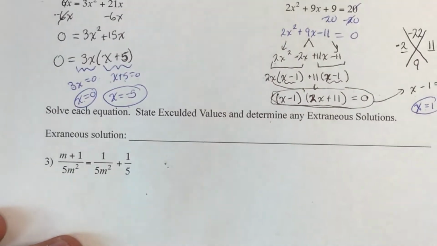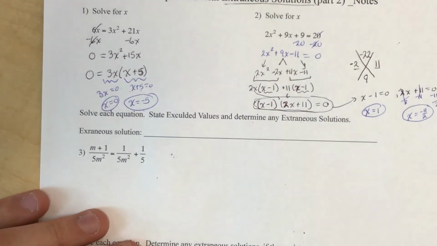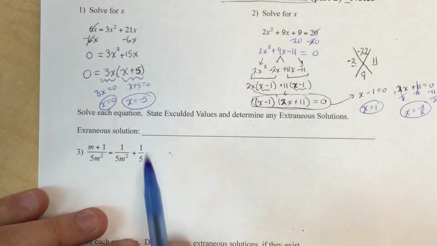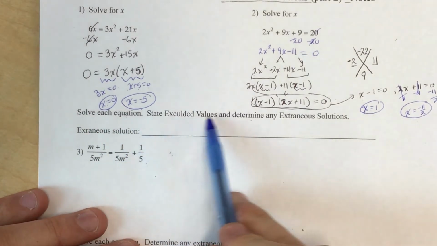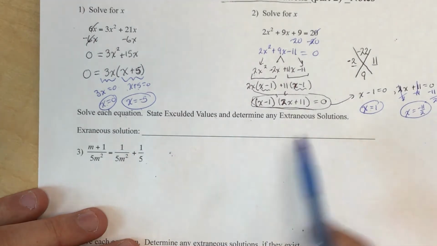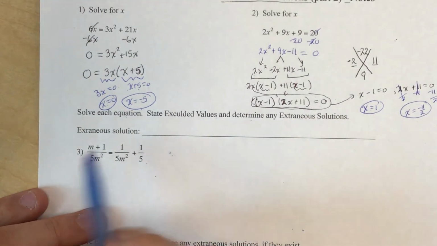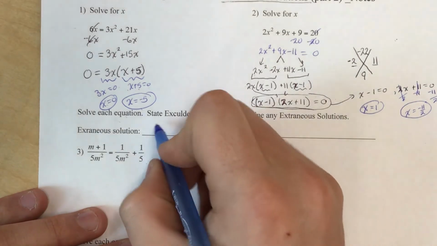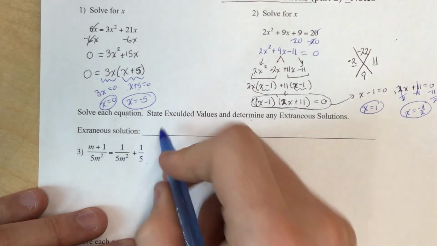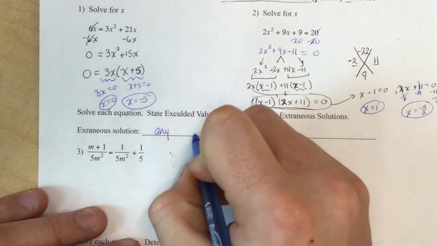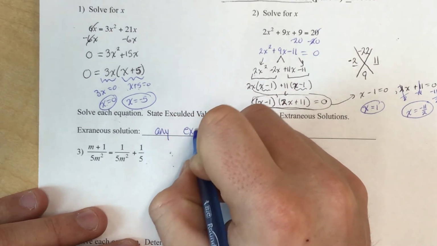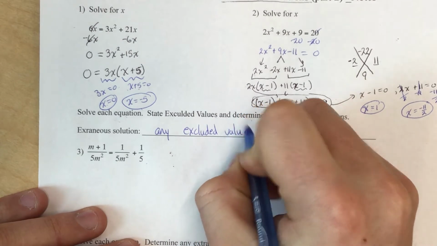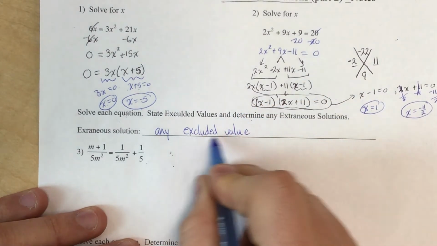So now we're going to include extraneous solutions with this next example. We're going to solve each of these rational equations, state all excluded values, and determine any extraneous solutions. So we first have to define what an extraneous solution is. Any extraneous solution is any excluded value, which we know is a 0 in the denominator.